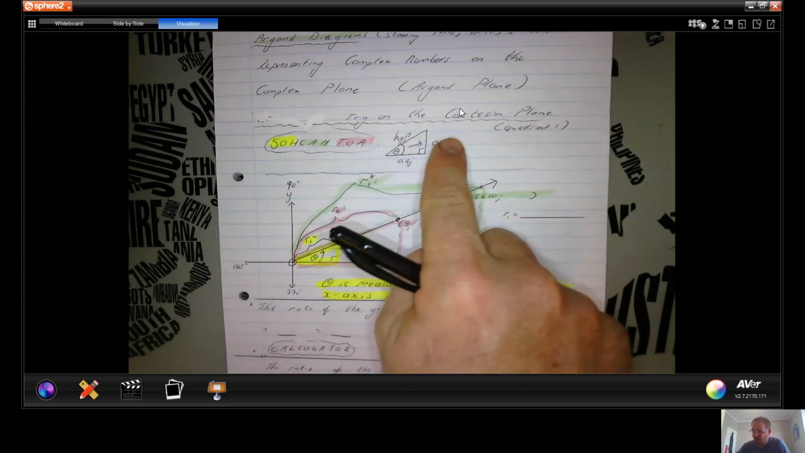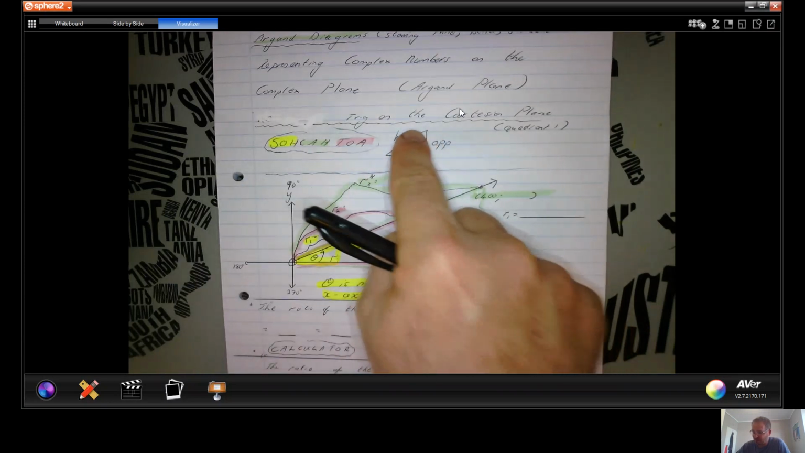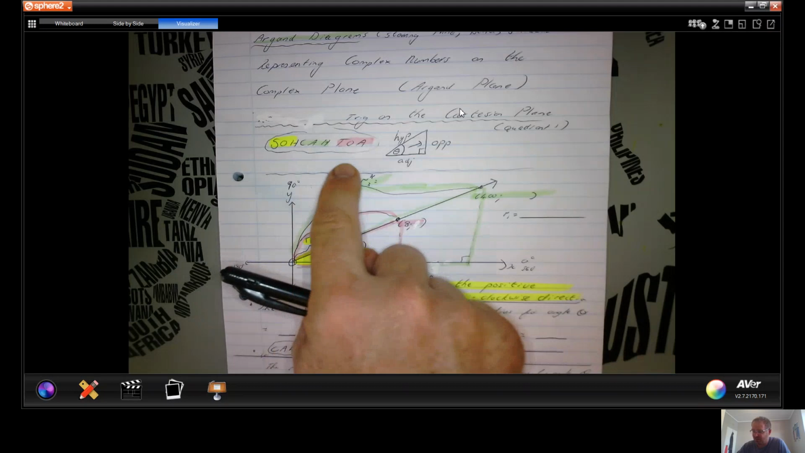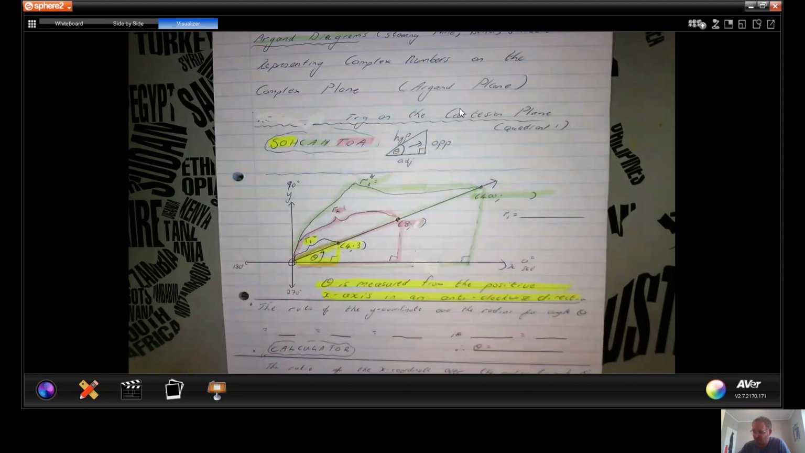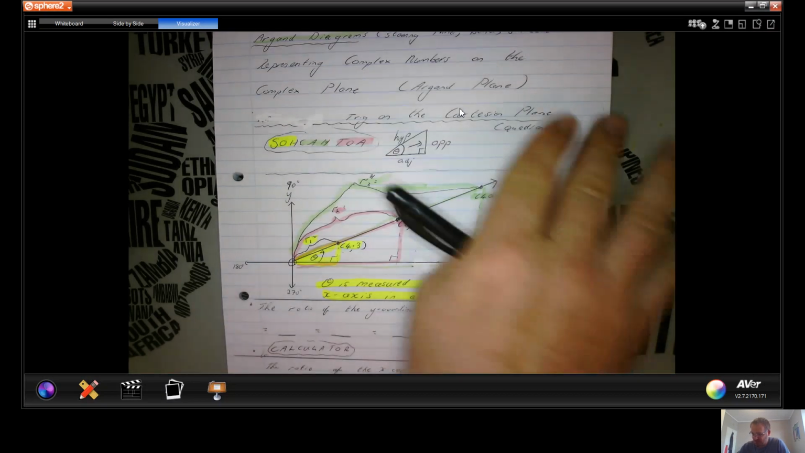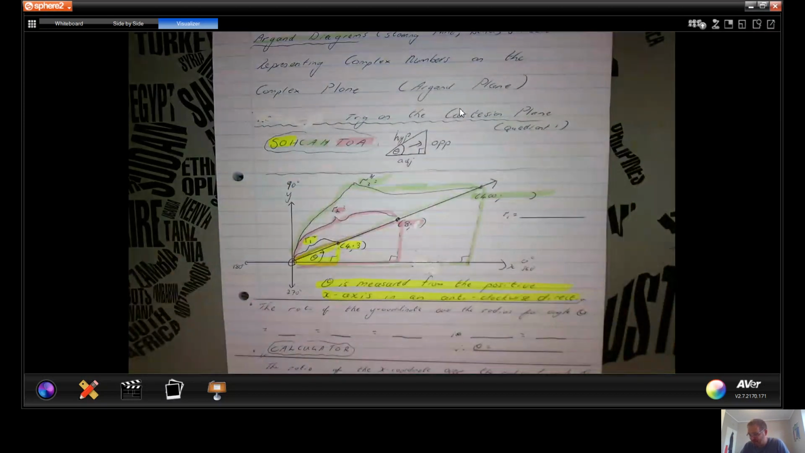Sine is the ratio of the opposite side over the hypotenuse. Cos is the ratio of the adjacent over the hypotenuse, and tan is the ratio of the opposite over the adjacent. You will do that, but in core, all that you need to understand at the moment is trig on the Cartesian plane. So don't worry about that for now.